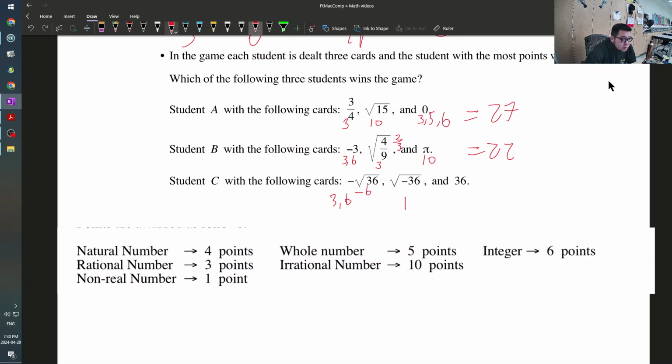And then 36, it is a natural number, rational number, whole number, and integer. So add it up, you get 10, 15, 16, 18 plus 1, 19. 19 plus 9 is equal to 28. So student C wins.